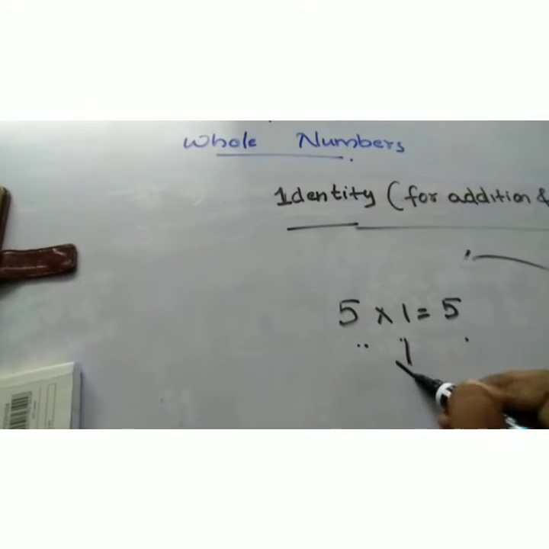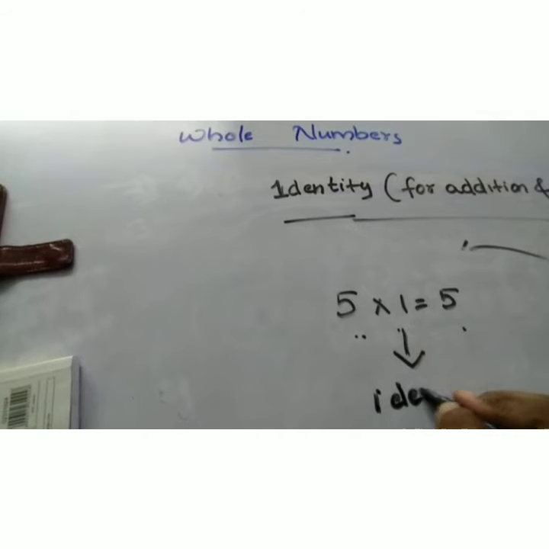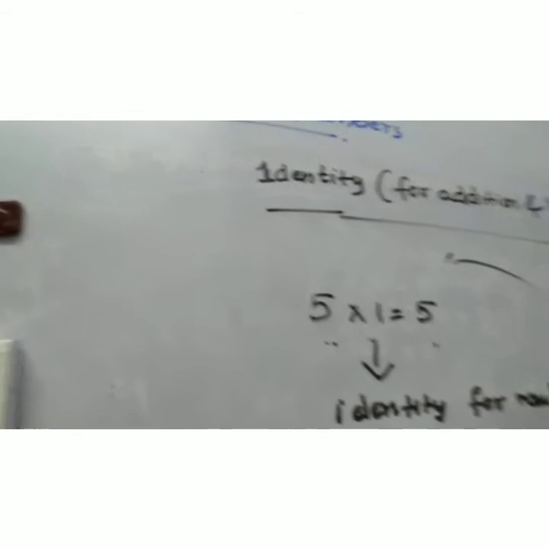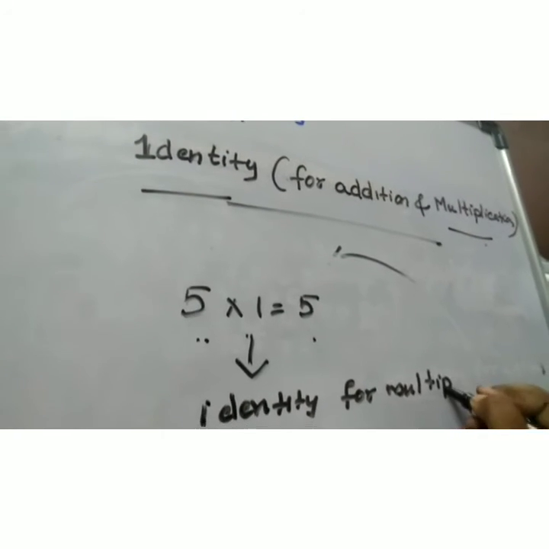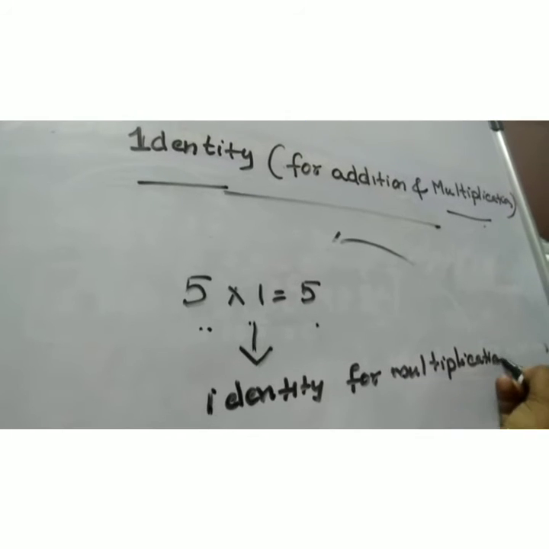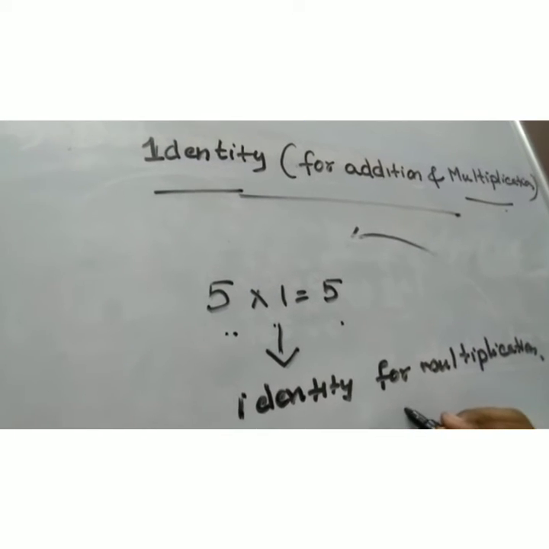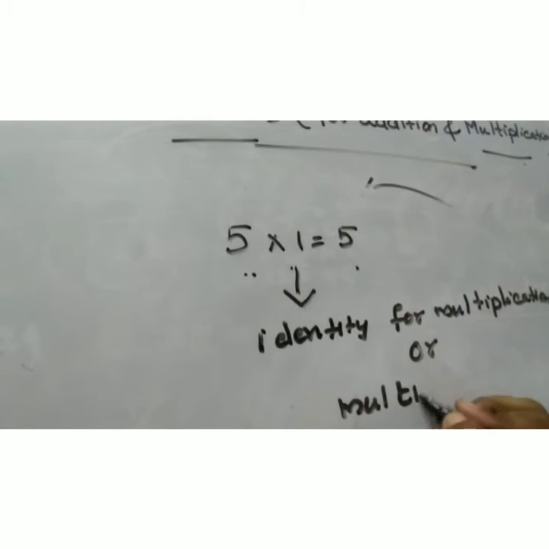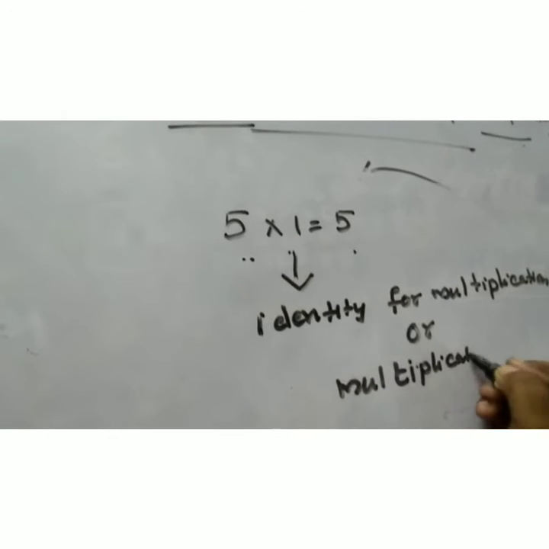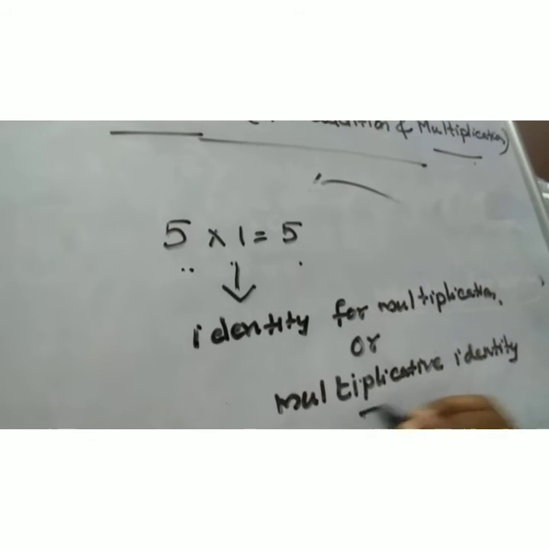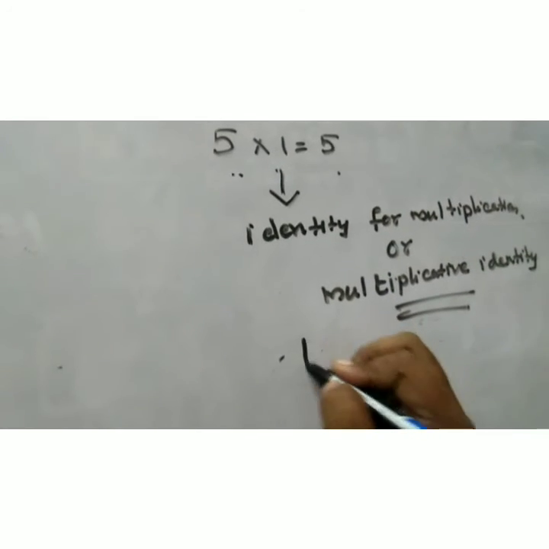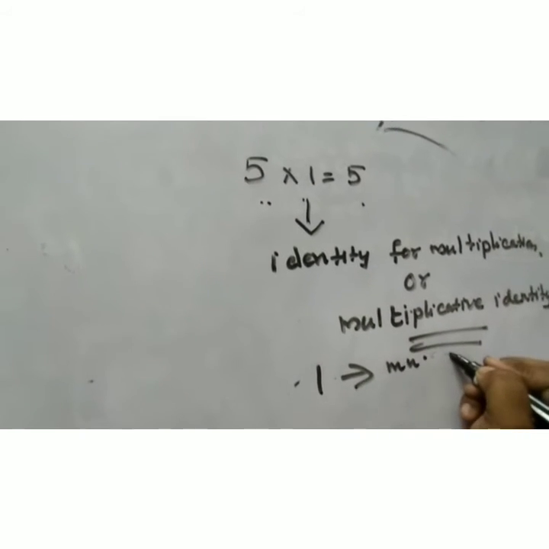So, 1 is called identity for multiplication. Identity for multiplication of whole numbers, or multiplicative identity. Multiplicative identity for whole numbers. That means multiplicative identity, which number? 1. 1 is called a multiplicative identity.